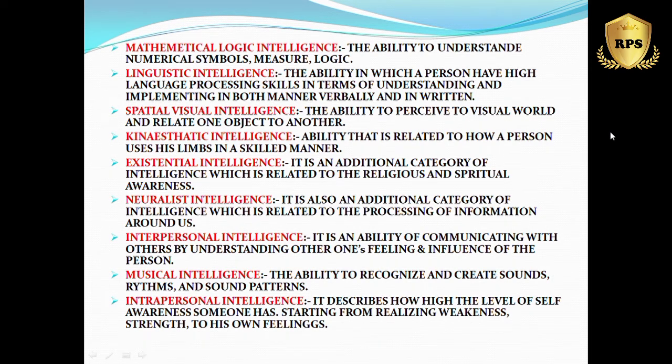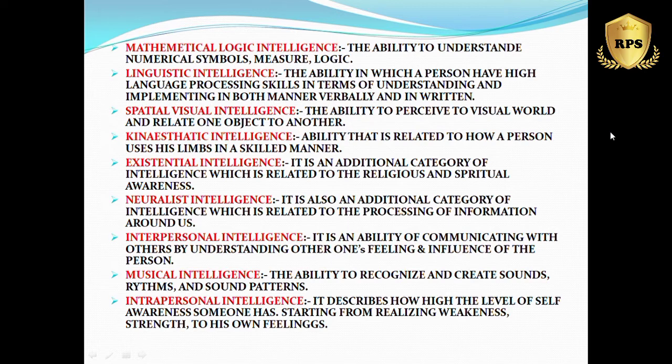Mathematical logic intelligence. It is the ability to understand numerical symbols, measure, and logic. So you can see some people who are expert in solving difficult math problems, who love to measure things, who love to think logically according to math. Those people have mathematical logic intelligence more as compared to the other eight. Every child and man has these nine traits, but if one trait is extraordinary, then it is said that the person has that intelligence.